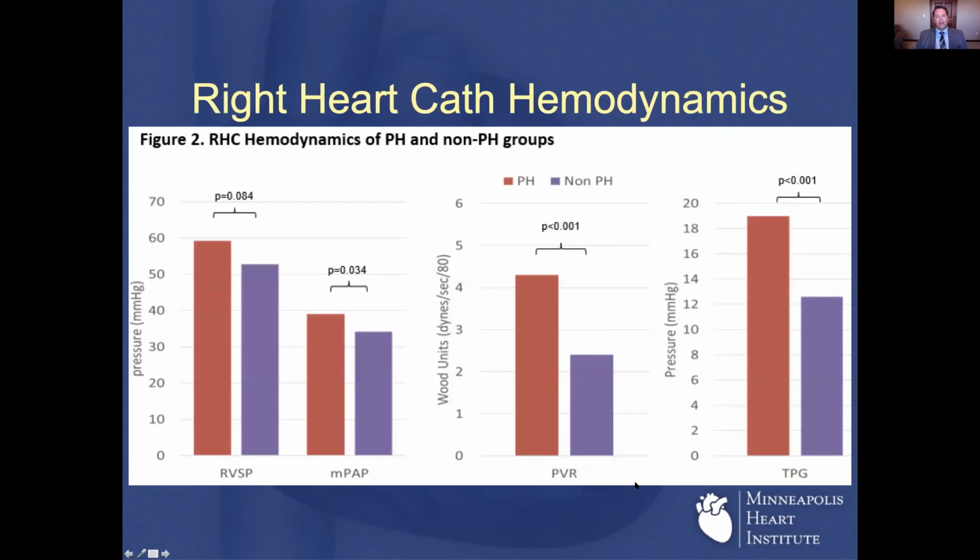When we look at right heart cath hemodynamics pre-TAVR and break it down into those who had residual PH afterwards, which is the red group, versus normalized or no PH post-TAVR, which is the purple group, what we saw is that those who had PH after TAVR tended to have an elevated RVSP, a higher mean PA pressure, higher pulmonary vascular resistance, approaching above 4 versus just above 2, and a higher transpulmonary gradient, defined by the mean PA pressure minus the wedge.